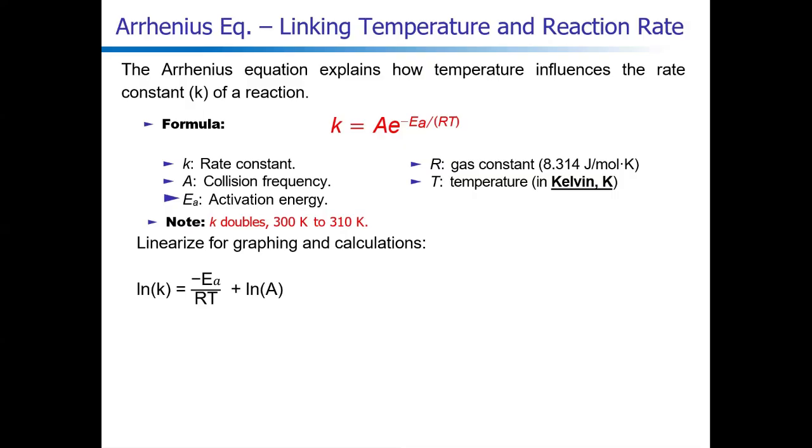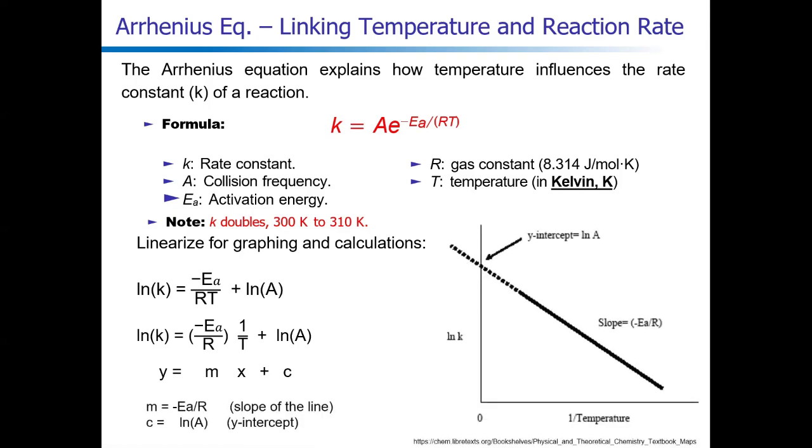We can rearrange this into the slope-intercept form, or rather, y equals mx plus c, where y is the natural log of k, x is 1 over T, m, the slope, is the negative activation energy over R, and c is the natural log of A. On the graph, we plot the natural log of k on the y-axis and 1 over T on the x-axis, and you'll get a straight line. The slope of this line is the negative activation energy over R, and the y-intercept is the natural log of A. This lets us extract activation energy directly from experimental data.